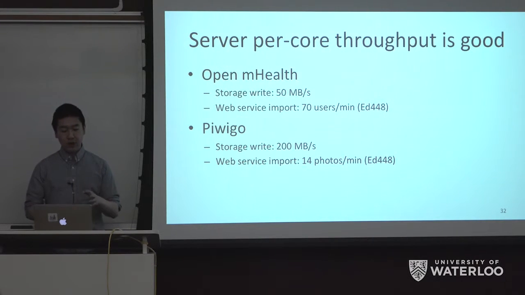We also show that we have pretty good per core throughput. For OpenMHealth storage writes, we can do 50 megabytes per second, and we can import about 70 users per minute on 1 core using ED448. For Piwigo storage writes, the throughput is about 200 megabytes per second. And for web service imports, we can do about 14 photos per minute.